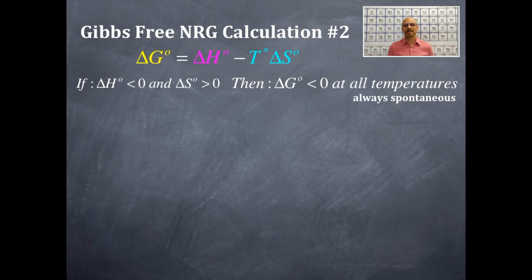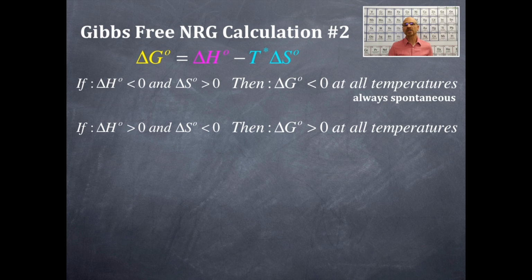It's always spontaneous. If the enthalpy is positive, that's endothermic, and the entropy is more ordered, that is negative, then the delta G naught for the reaction is positive at all temperatures, and this means that it is always non-spontaneous. Again, the enthalpy and the entropy are of opposite signs, so we can make that always prediction of non-spontaneity in this particular case, when delta G naught is positive, greater than 0.